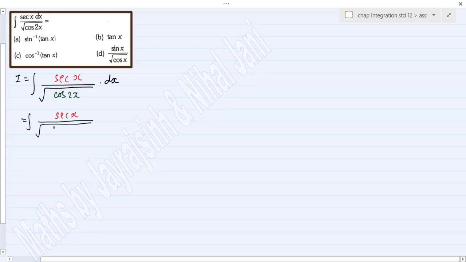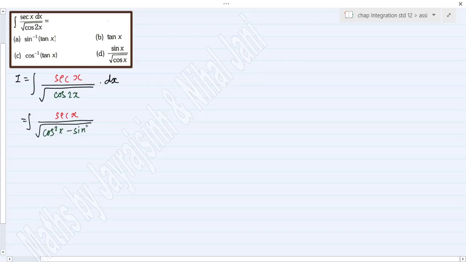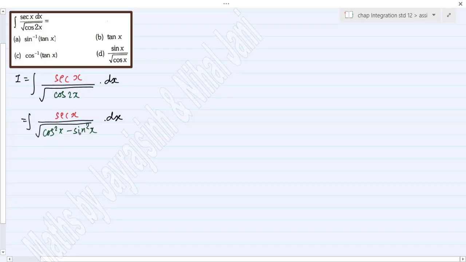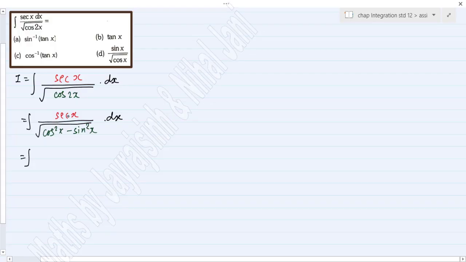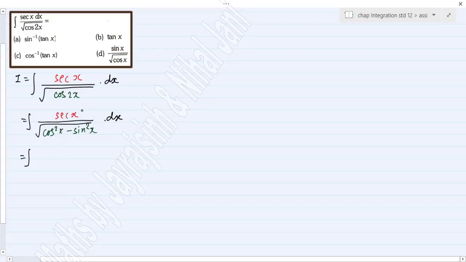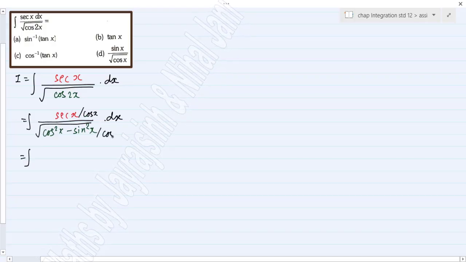into cos square x minus sin square x. Now, here we have cos square minus sin square form. And to solve this, let's divide cos x in numerator as well as denominator. So here divided by cos x and here divided by cos x.